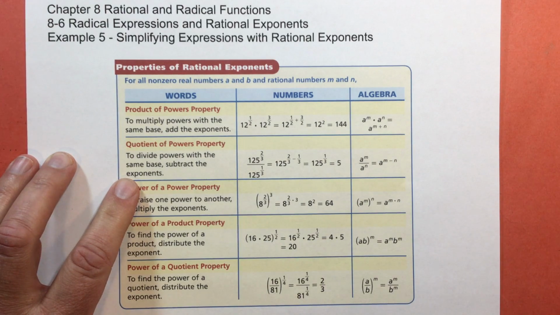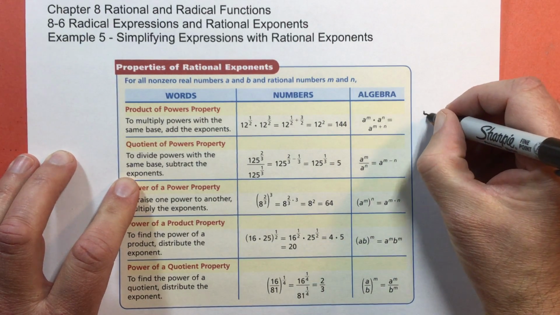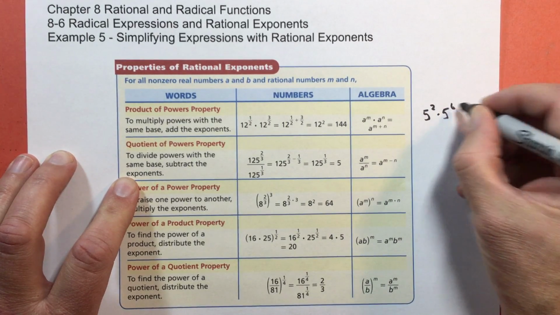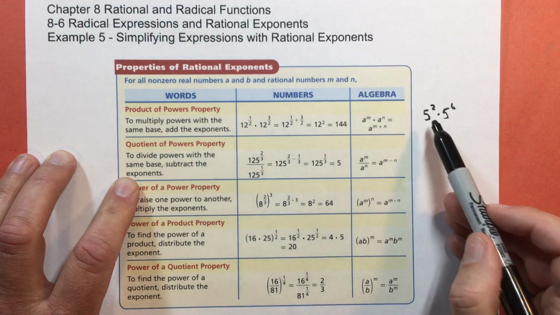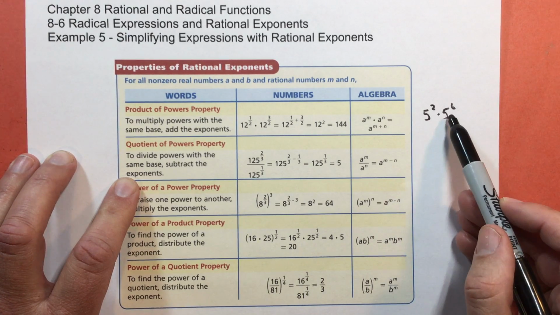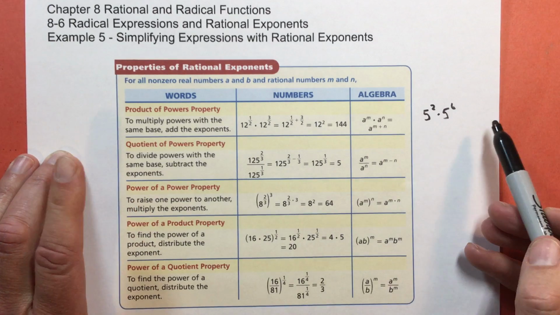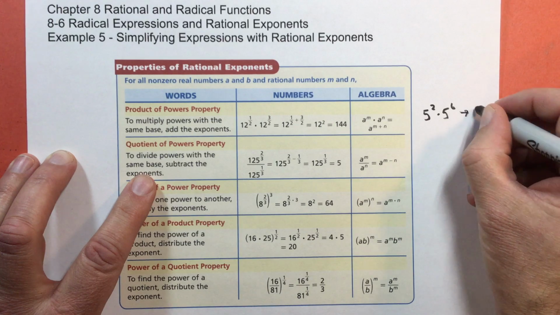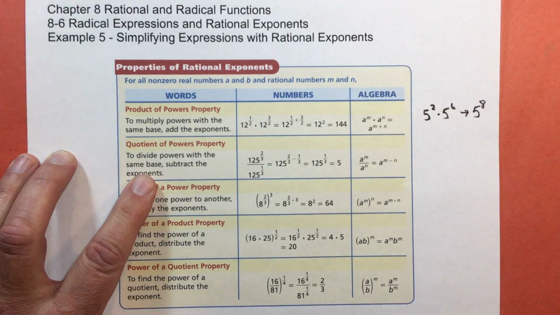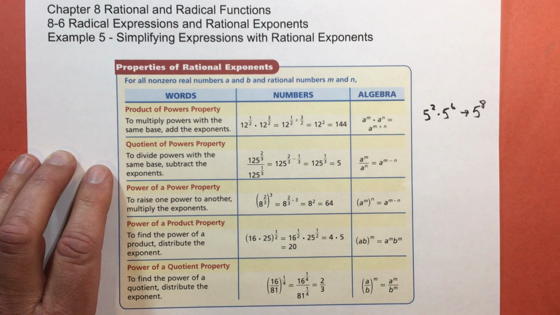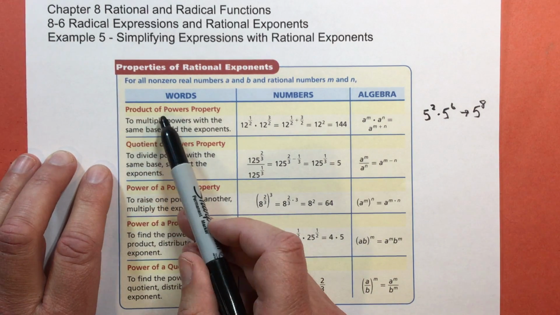done in algebra. For example, if I had 5 to the second power times 5 to the 6th power, since the bases are the same, I've got 5 times 5 times 5 times 5 times 5 times 5 times 5 times 5. If I write it all out in expanded form, this is going to be 5 to the 8th power. I have 8 of the number 5s being multiplied by themselves. So what this means, this is the product of powers property.